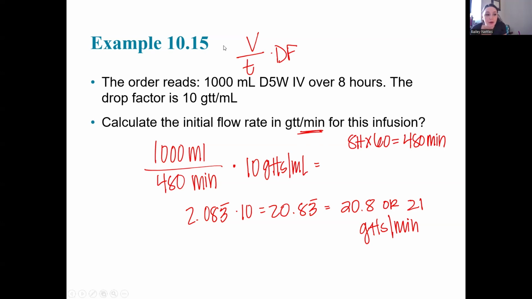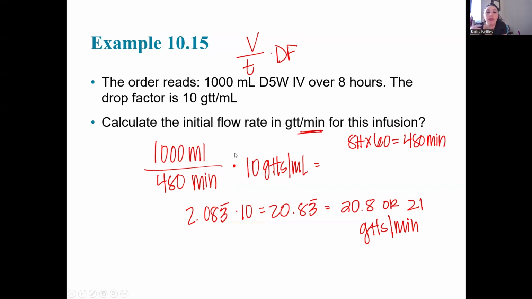Okay. So 8 hours, we have to change this 8 hours to minutes for my time, because that's what the question's asking. Okay. So 8 hours times 60 minutes, sorry, I didn't label it, is 480 minutes. Okay. So now I have a new order: 1,000 over 480 minutes. I have a rule and I want to know my drops per minute. So my volume is 1,000 milliliters because that's the only volume I got, right? My time is 480 minutes. And then I multiply by my drop factor, 10 drops per mL. Okay.